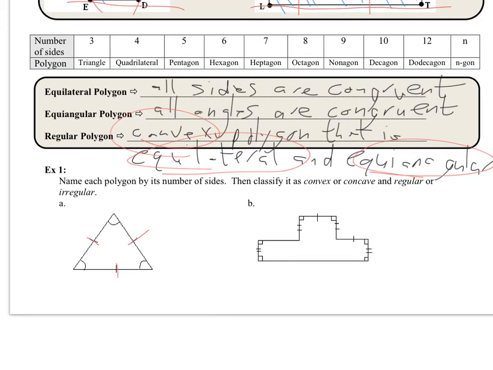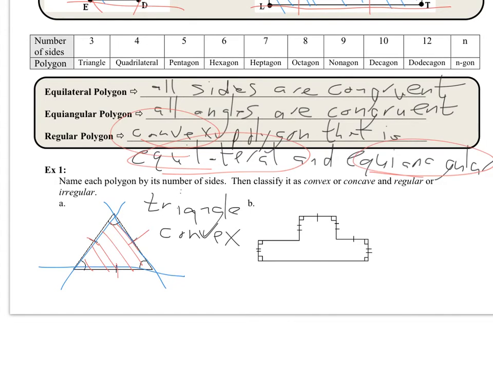So that means in part A, we have a triangle. Okay, so we have a triangle to start with. And then it tells us to classify it as convex or concave. So remember, the test for convex or concave: we are going to extend the sides and see, does it pass through the interior of this polygon? Which in this case, none of those lines pass through the interior. So we can automatically say that it is also convex.